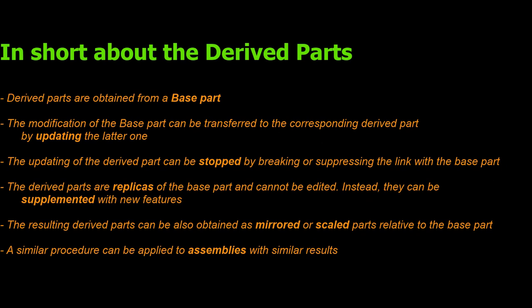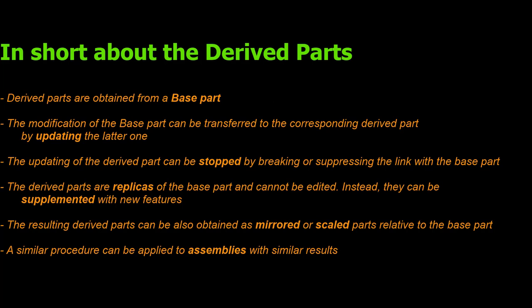Hi my friends, today we discuss the derived parts. The derived parts are obtained from a base part. The modification of the base part can be transferred to the corresponding derived part by updating the latter. The updating can be stopped by breaking or suppressing the link with the base part.